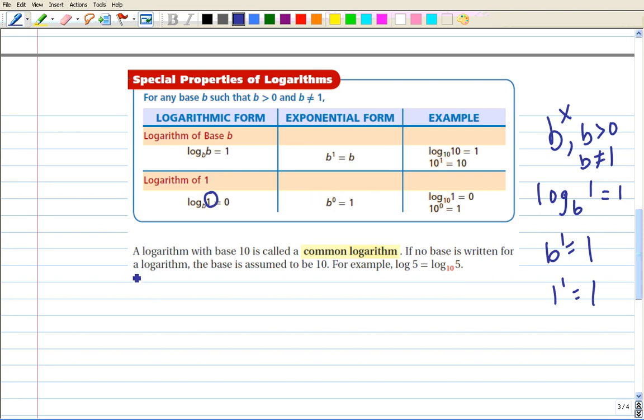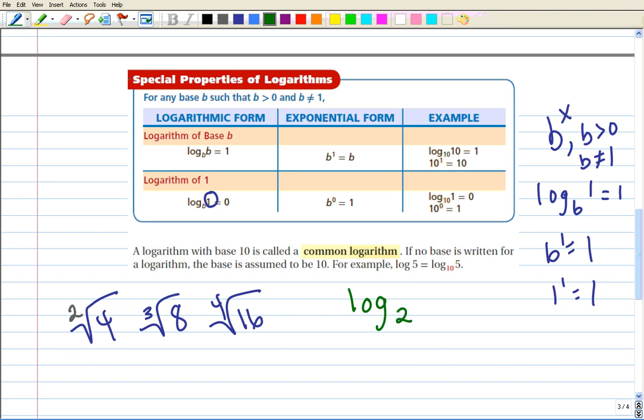Okay, one more thing here. A logarithm with a base of 10 is called a common logarithm. If no base is written for a log, the base is assumed to be 10. That's just like whenever we had square roots or cube roots or fourth roots, if a number wasn't written there as your index, we understood that to be 2. Well, for logs, if the base is not written there, it is implied that it is the common logarithm, which has a base of 10.